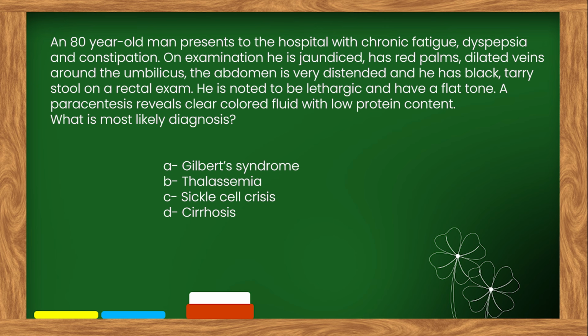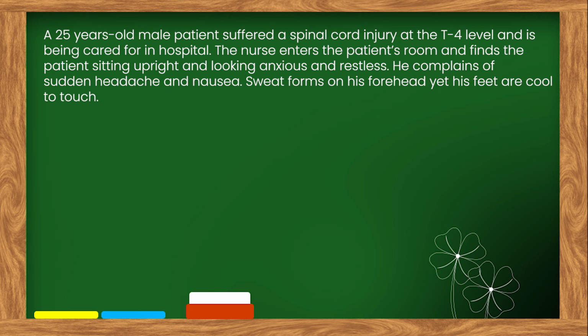The right answer is option D. Cirrhosis. Here is our next question. A 25-year-old male patient suffered a spinal cord injury at the T4 level and is being cared for in hospital. The nurse enters the patient's room and finds the patient sitting upright and looking anxious and restless.